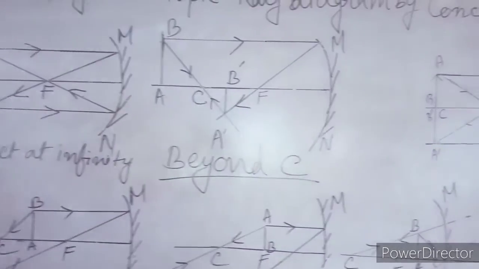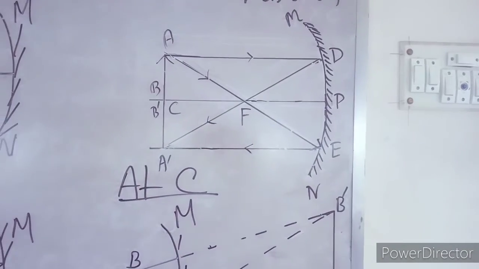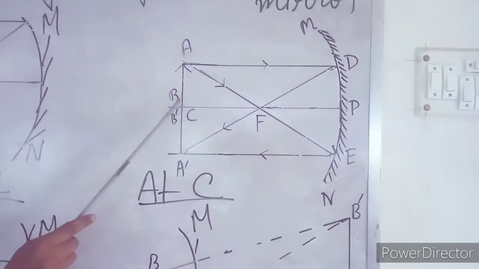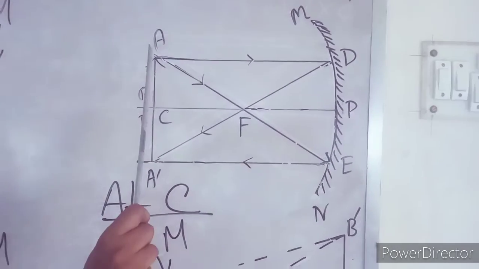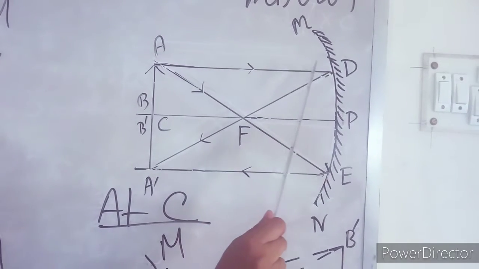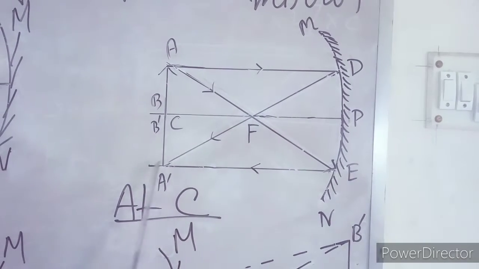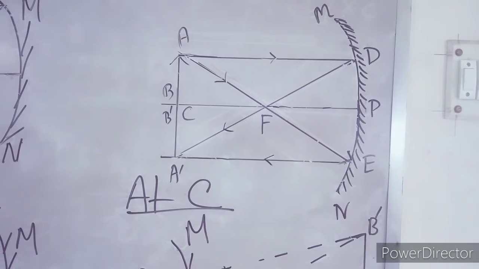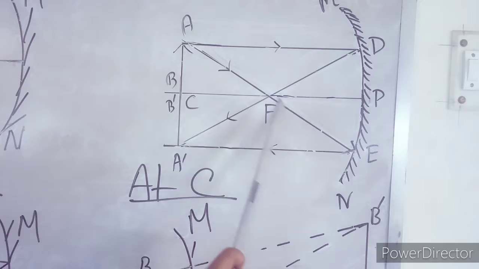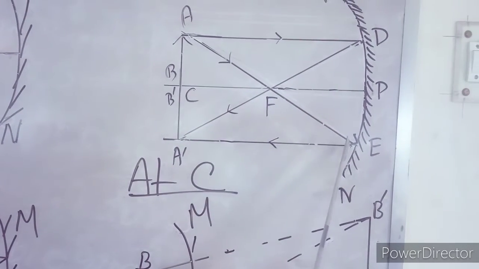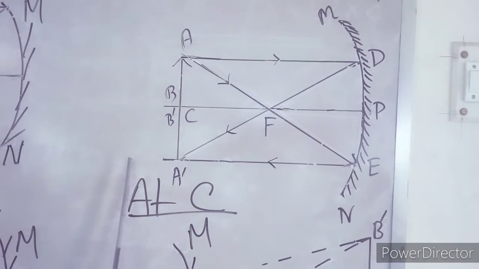Now case 3. In case 3, the position of the object is at C. When the object is at C, that is at the center of curvature, where does the image form? The incident ray coming straight parallel to the principal axis, after reflection passes through F. That I know, this is the rule. Another ray that is coming through the focus, coming through F, after reflection becomes parallel to the principal axis.